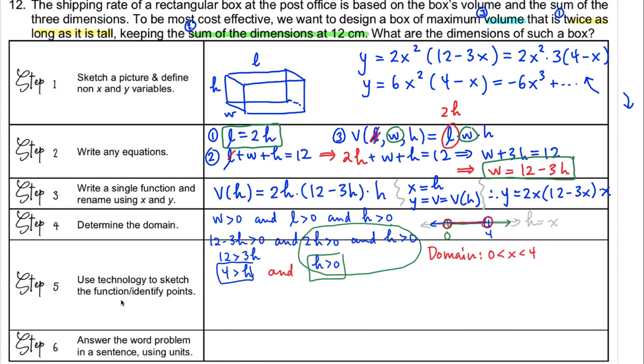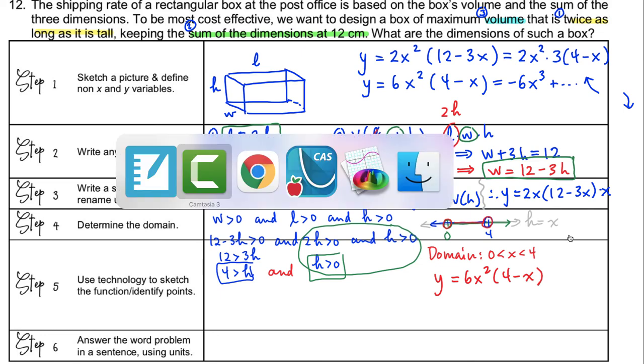Well, keeping in mind, we wanted to find the dimensions of the box that had the sum of these dimensions to be 12. That was twice as long as it is tall, but ultimately that had maximum volume. So the maximum volume part tells us that we're looking for the turning point of the graph. And the graph that we need to plot using technology is y equals 6x squared times 4 minus x. So we've modeled the box, we can use technology, and then we can answer the question.